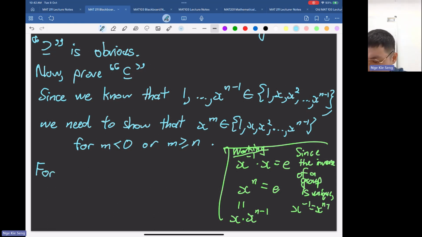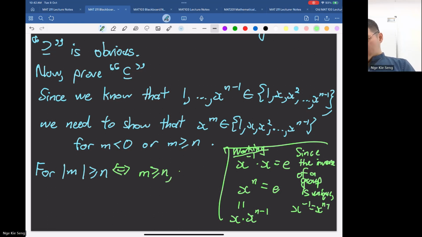Let's settle all the cases such that the absolute value of m is greater or equal to n. Do you understand this or not? Let's write it down so that we are on the same page. These are all the integers such that m is greater or equal to n, or m is less than or equal to minus n. If you cannot imagine this inequality, you need to draw it out. Mathematics is real life. When you see this inequality, you have to draw a real line.